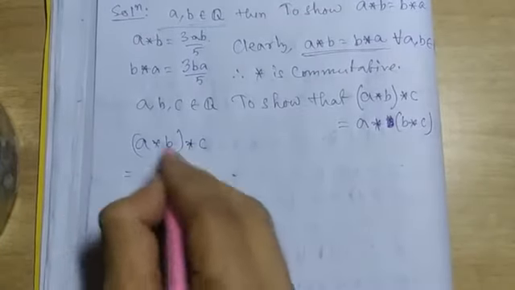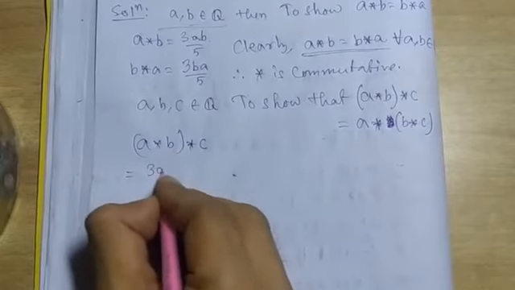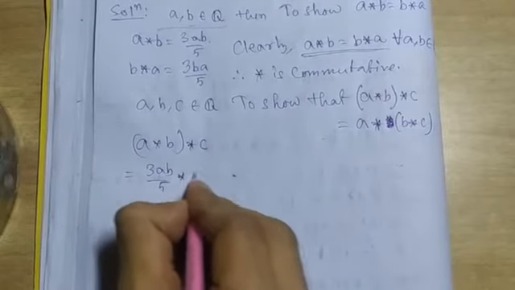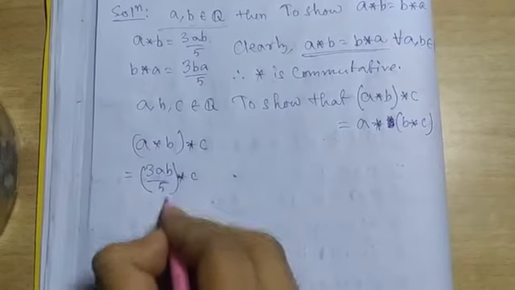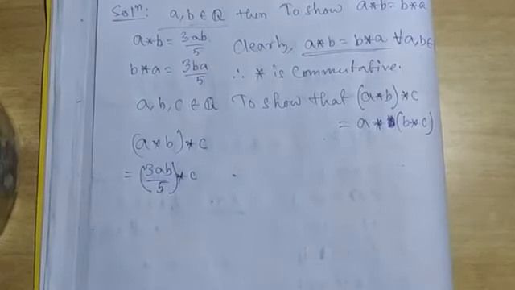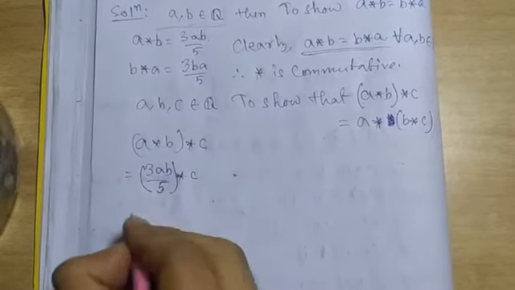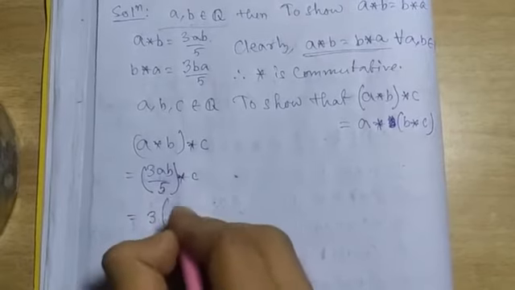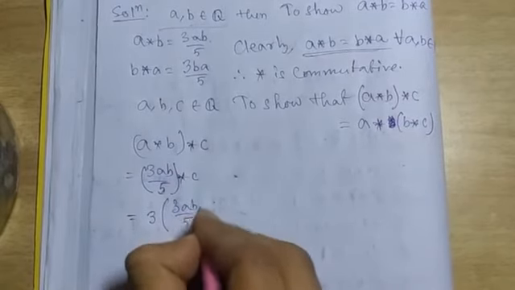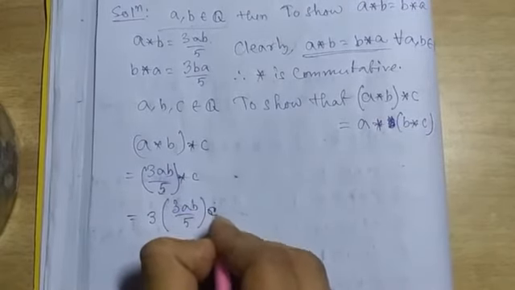What is the value of a star b? It is 3ab by 5, star c. Now this whole value is one unknown value, so take it as a single value. So this star means 3 times the first element into the second element divided by 5.